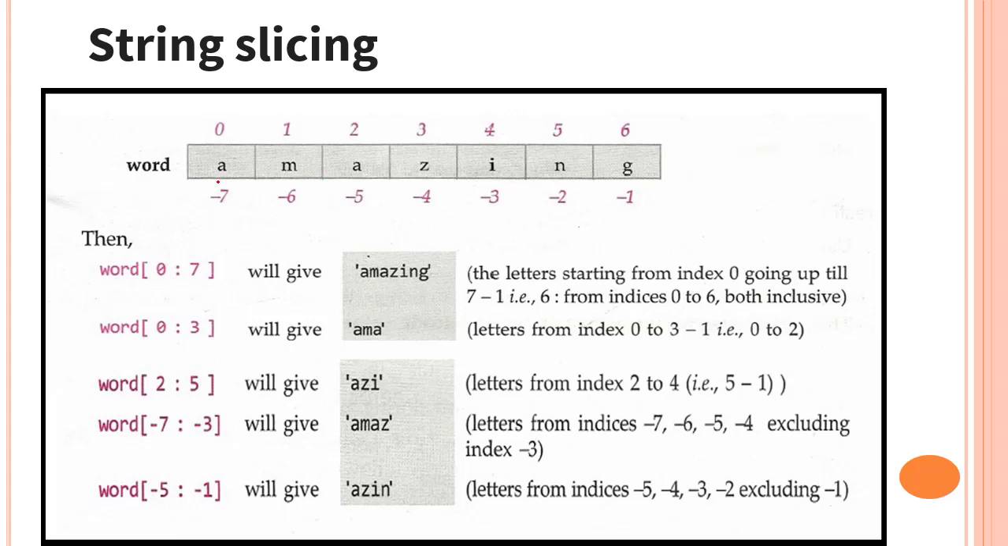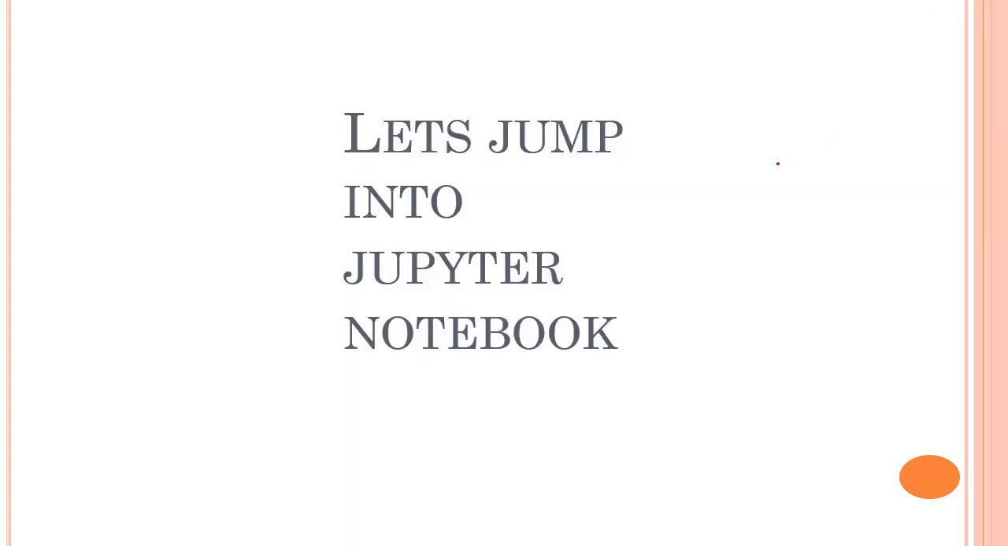Same thing if we want AMA, we start from 0, then move to 1, and then move to 2. So we have from 0 to 3, where 3 is the upper limit. Before 3, whatever we have will be the slice we need. So from 0 to 3, it will return AMA. We are going to look into all of these in our coding segment. So let's jump into our Jupyter notebook to have a quick, hands-on view of all of these.